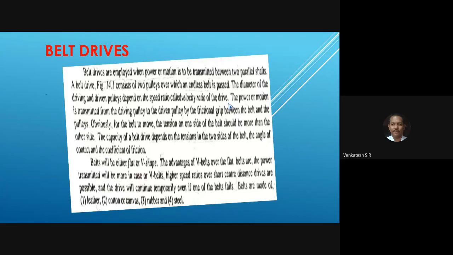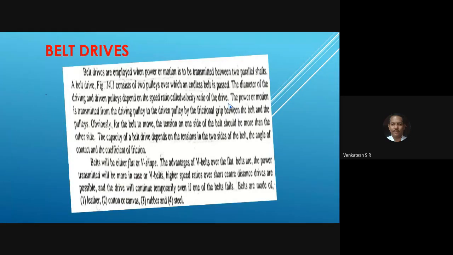When you switch on the motor, what will happen? The belt rotates the floor mill pulley with the frictional grip, which keeps the pulley in frictional intact position. Otherwise, there will be a looseness or slipping of the belt. Underline the word frictional grip. This is very, very important. The frictional grip between the pulley and the belt is very, very important. From that only you get the drive from motor to the machine tool.